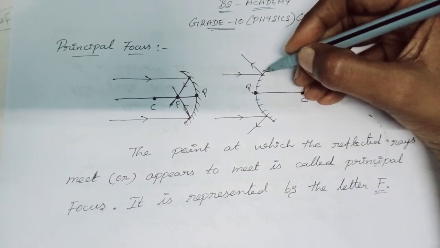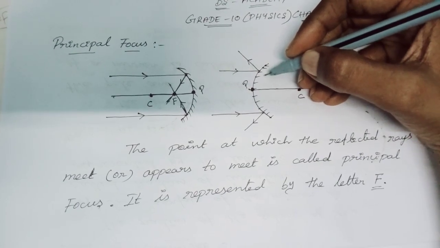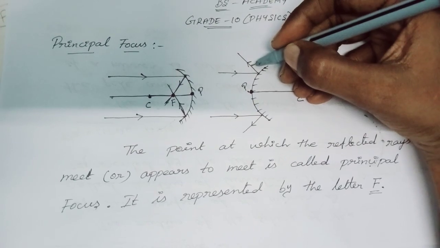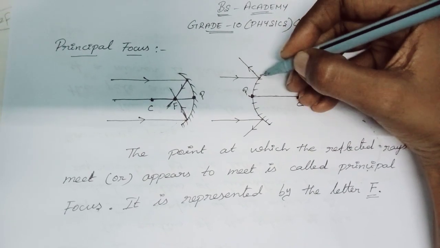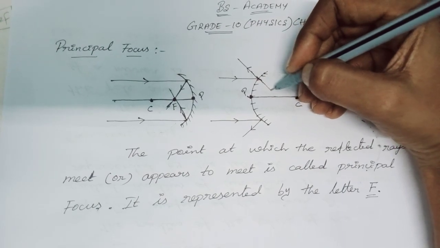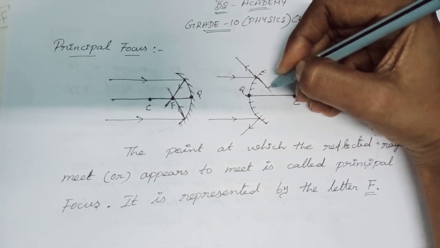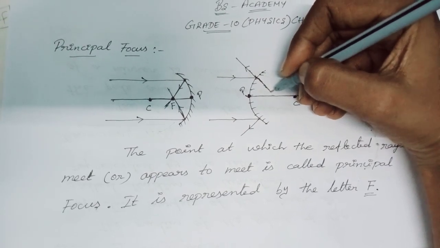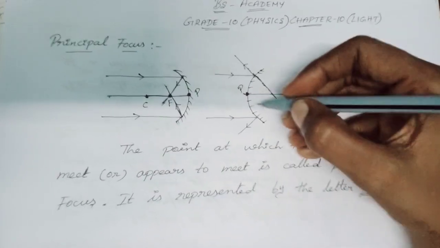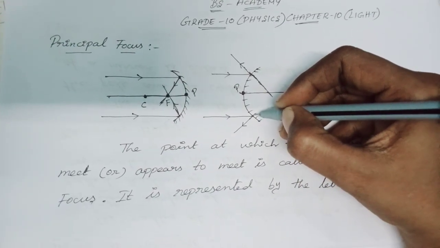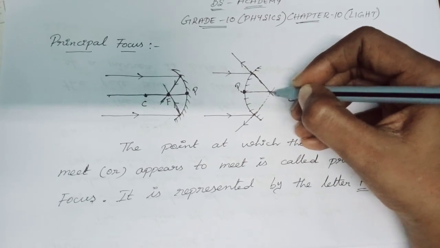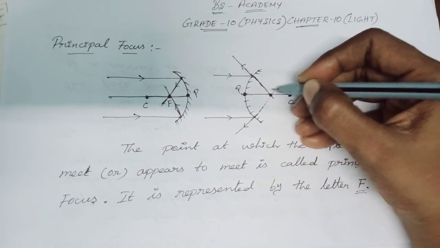Now how to find the meeting point of the reflected rays in the case of the convex mirror? For that you just have to extend the reflected ray. So this reflected ray is extended like this, and the extended line of the reflected ray will meet at a particular point. This reflected ray is also extended, and these will meet at a particular point, and this point is called what?